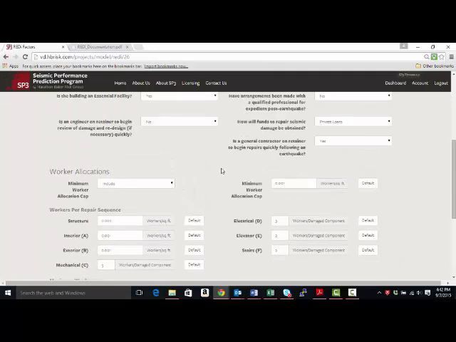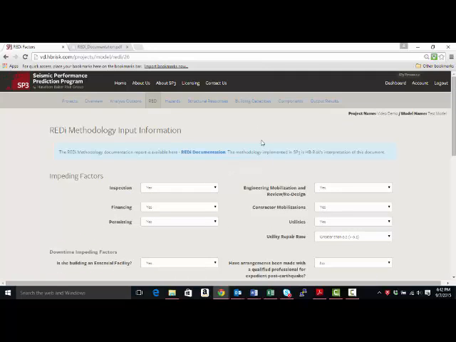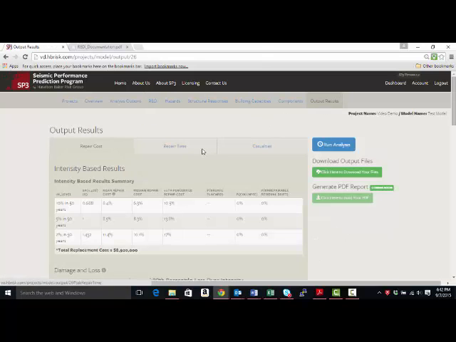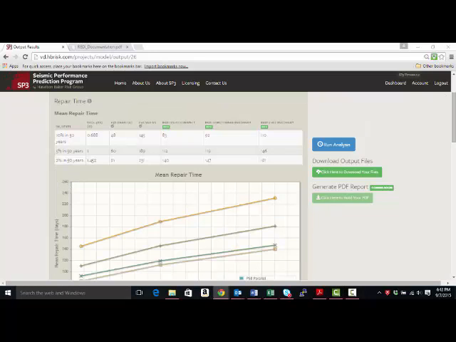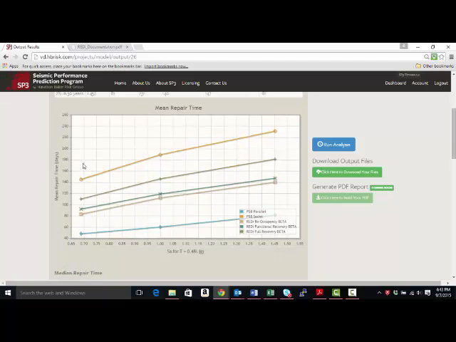Finally, let us examine the results we obtain using a REDi analysis. We enter the Repair Time tab of the Output Results page. The REDi repair times are provided in table and graphical format alongside the P58 repair times. REDi repair time is provided for each recovery level and intensity level that we choose to examine. We note here that the P58 parallel and serial recovery times tend to bookend the REDi repair times.